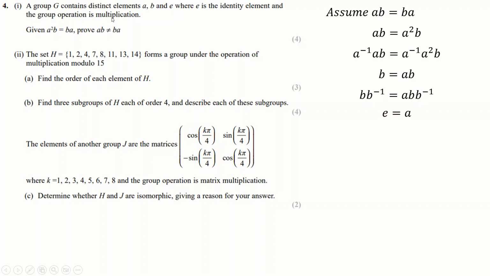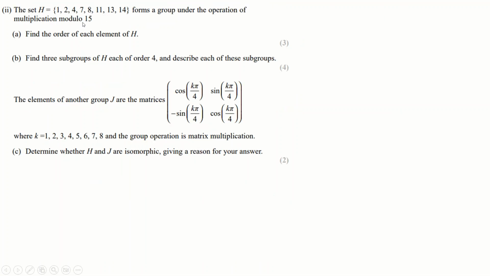But these are distinct elements. So this is a contradiction, right? A needs to be different to E. And so this is a contradiction, and this can't be true. Our initial assumption can't be true. Good. So H then is this group here.